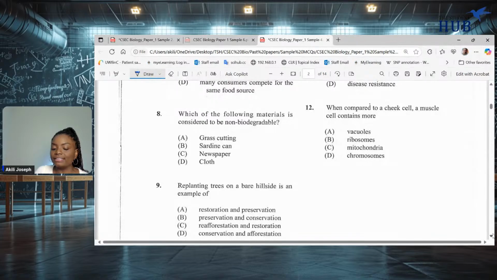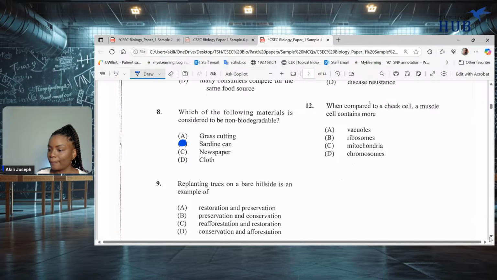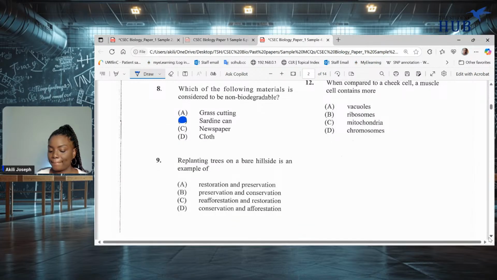Which of the following materials is considered to be non-biodegradable? It's not going to just be broken down naturally. You have grass cuttings, sardine can, newspaper, and cloth. 8 is going to be B. That sardine can is going to be there for a while. 9, replanting trees on a bare hillside is an example of. It's going to be C, reforestation and restoration.